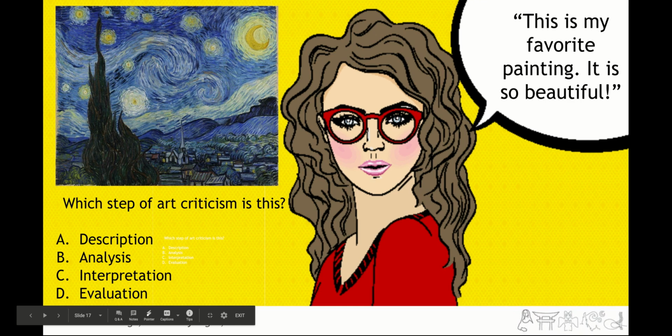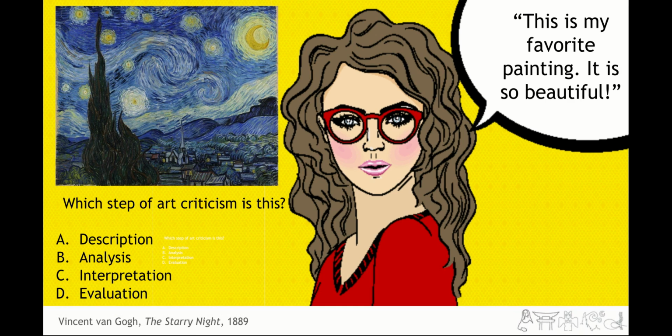This is my favorite painting. It's so beautiful. Which step of art criticism is this? Description, analysis, interpretation, or evaluation? Evaluation. So here we're just saying, I'm judging this artwork and I love it. It's beautiful. It's my favorite.